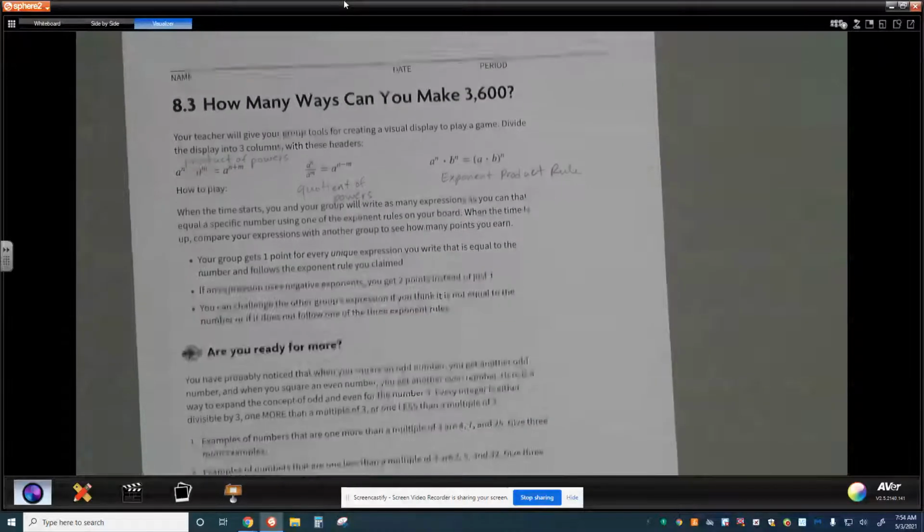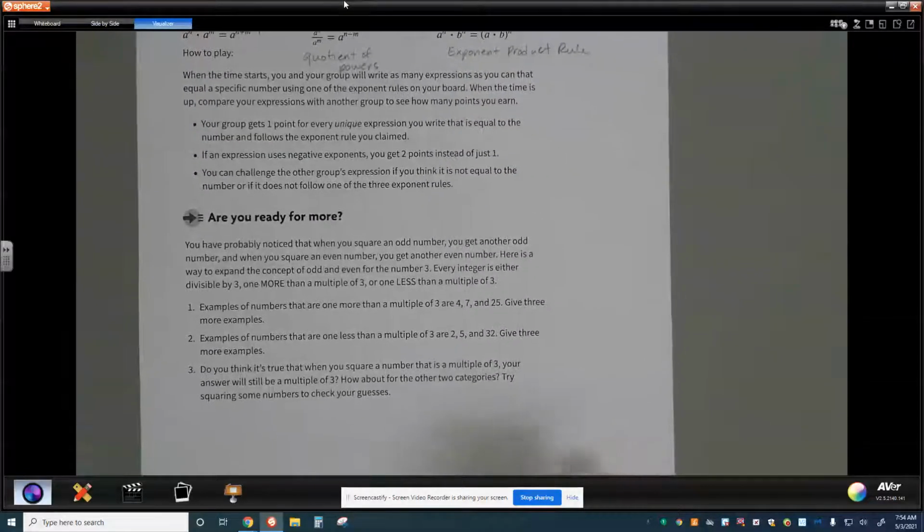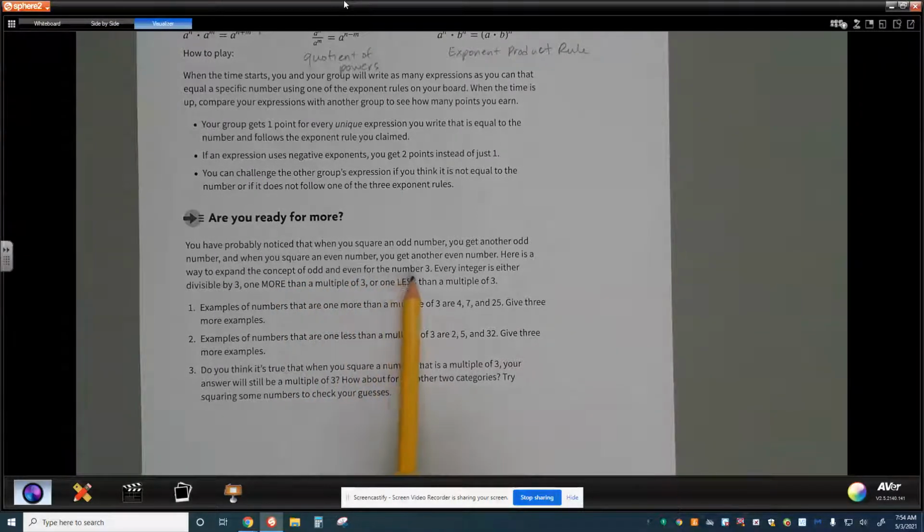Are you ready for more? You've probably noticed that when you square an odd number, you get another odd number. And when you square an even number, you get another even number. Here's a way to expand the concept of odd and even for the number 3.